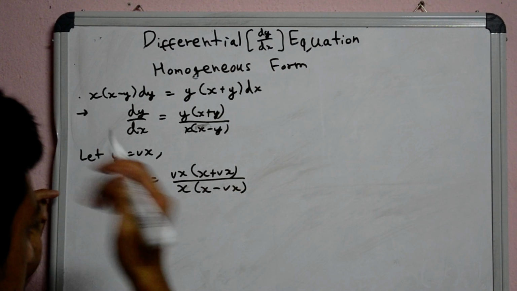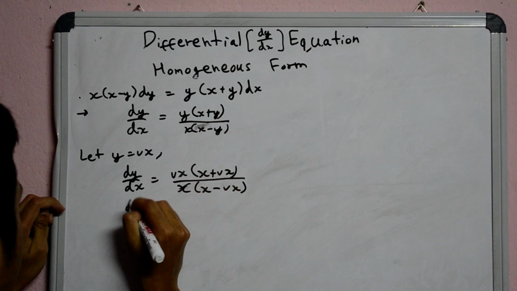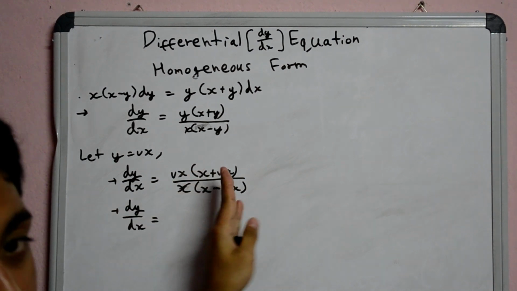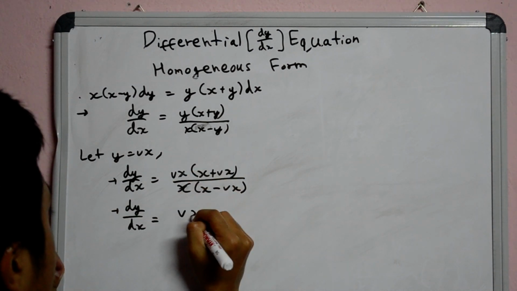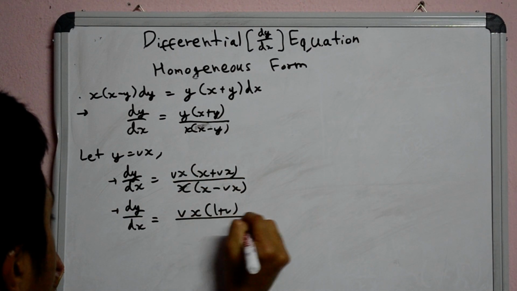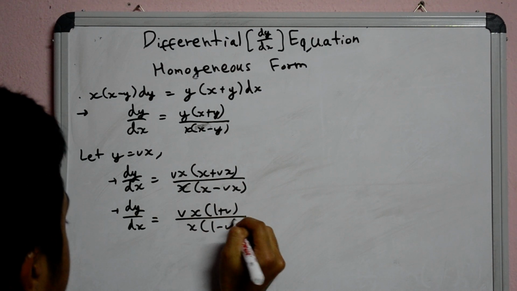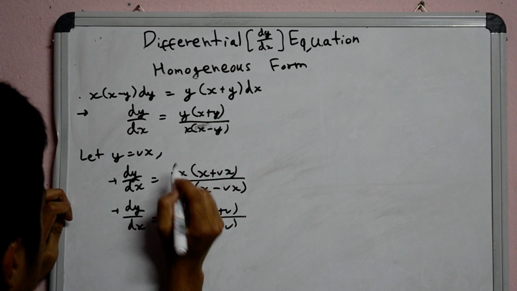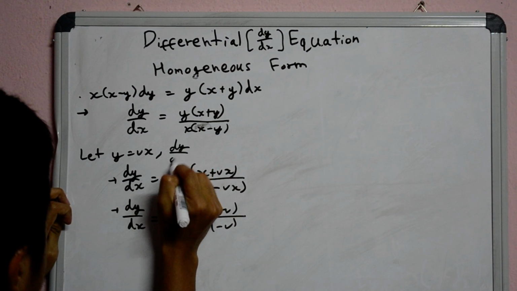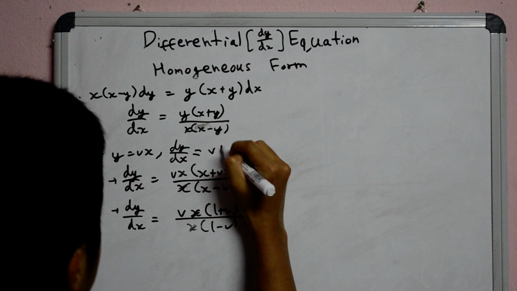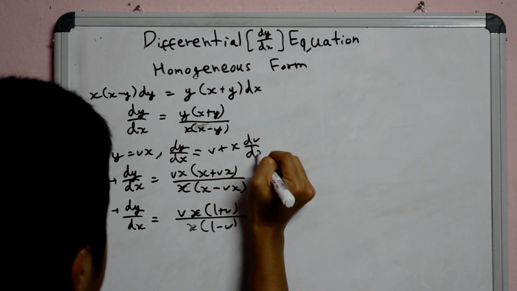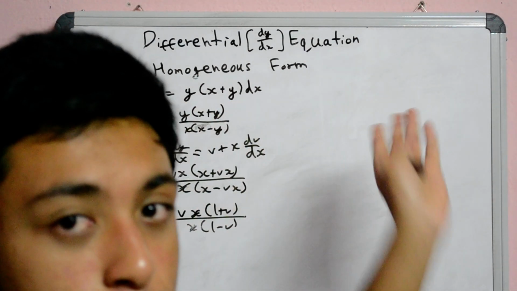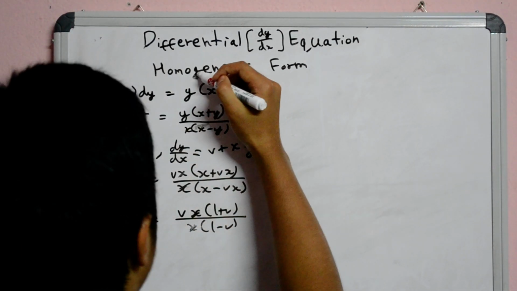So first of all, we can cancel these v terms, and also next we can take the x common. So we have v·x(1 plus v)/x(1 minus v). These also cancel. Now we need dy/dx. So from here we can get v plus x dv/dx. This step will be the same for every homogeneous form, or for almost all the homogeneous forms.